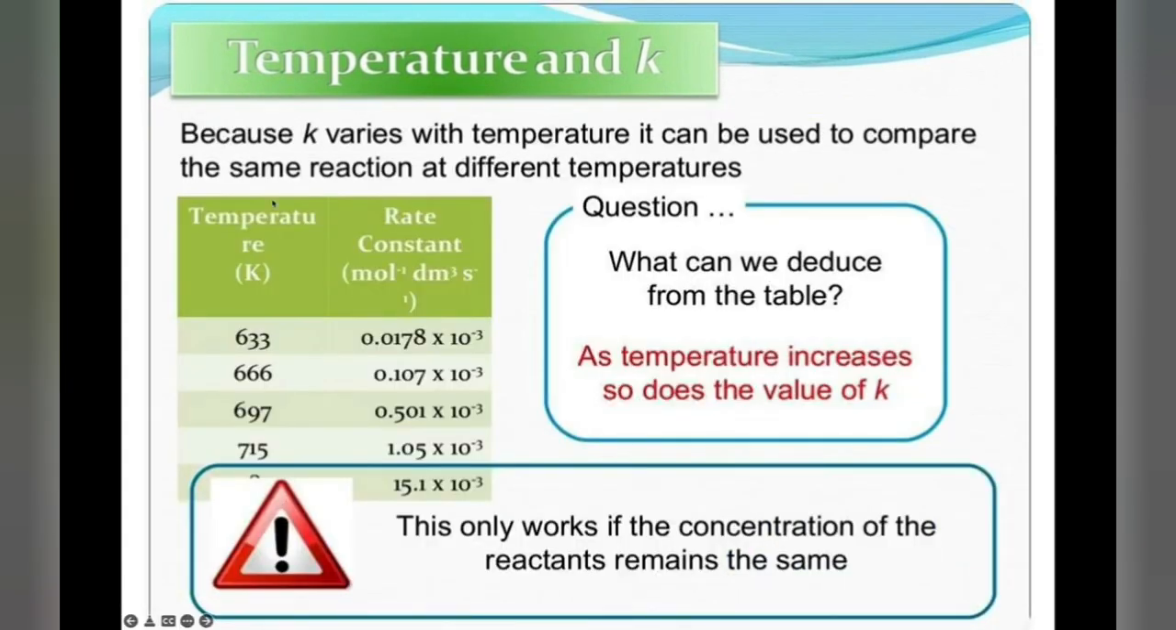Okay, now K varies with temperature, which means it can be used to compare the same reaction at different temperatures. So you can see a table here. What can you understand from the table? See, different temperatures are here. You can see the temperatures are increasing, and the rate constant is also increasing. So what can you understand from this? When temperature increases, the value of K also will increase. So it will happen only if the concentration of the reactant is the same. If the concentration changes, this won't happen.